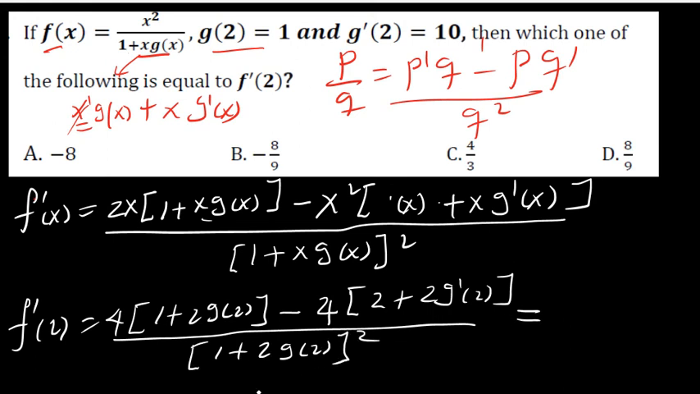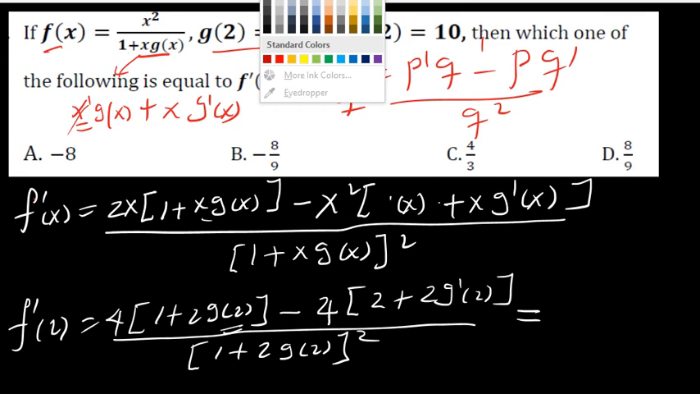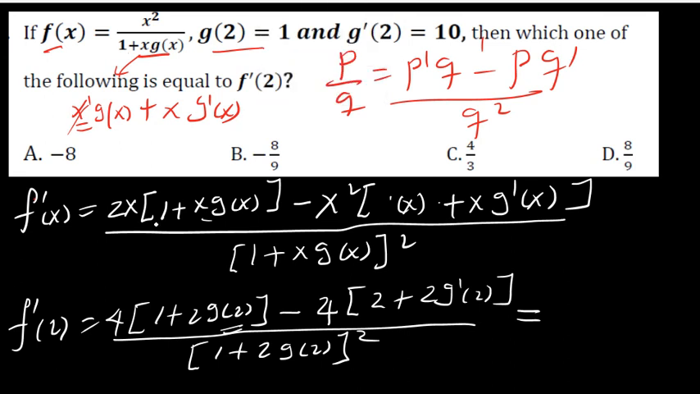To use the space properly, g of 2 means, let's use another color. Yeah, this must be 2, it should be clear. Okay, now let's use another color. g of 2, it's given to us, it's 1, so here I will write 1, and g derivative of 2, it's 10, and here I will substitute just 1.